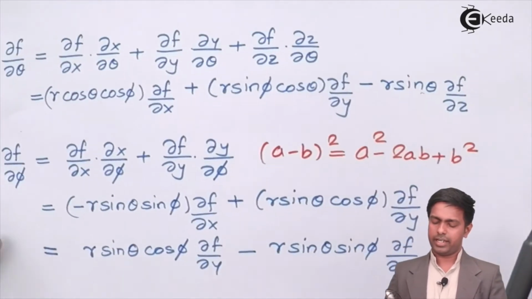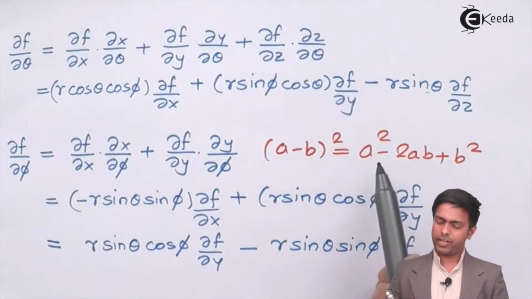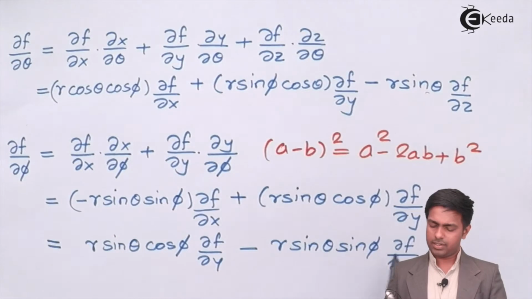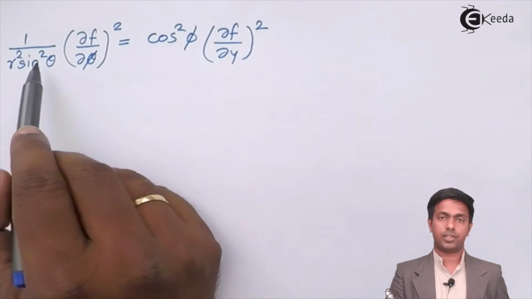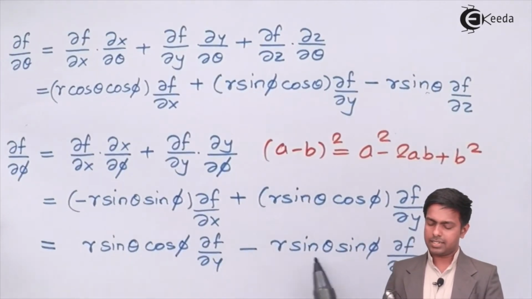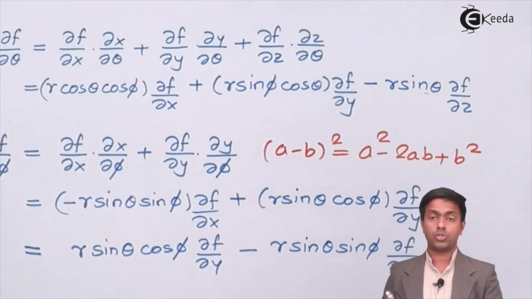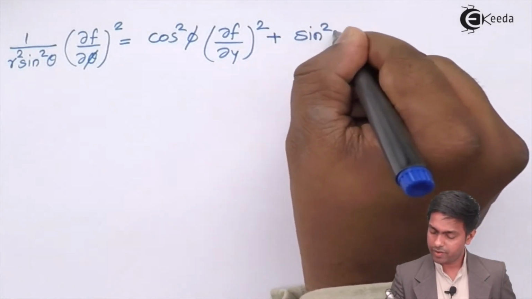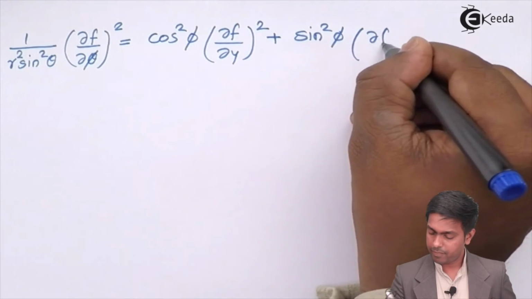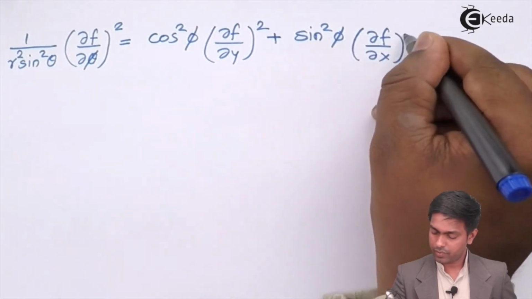Next, here we got the a square. Now let's find out the b square. So this is the b term. If I square it, I'll get r square sin square theta sin square phi del f by del x the whole square, and this r square sin square theta will be cancelled with this r square sin square theta. So we will get plus sin square phi del f by del x the whole square. Here I'll write it down, plus sin square phi del f by del x the whole square.